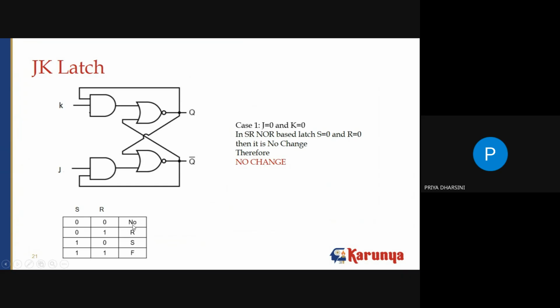So let us take the two input combinations: 0, 0, 0, 1, 1, 0, 1, 1. That will be all the four cases, right? So let's go one by one. Case one: J and K are assumed to be 0. So what will be the output?